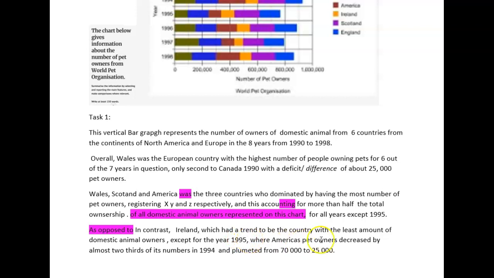Except for 1995, where American pet owners decreased by almost 2/3 of its numbers. American pet owners decreased by almost 2/3 of its numbers. Okay, and plummeted from, yeah, okay, to 2005. Yeah, okay. You need to give me one more sentence here. You're a little bit short.